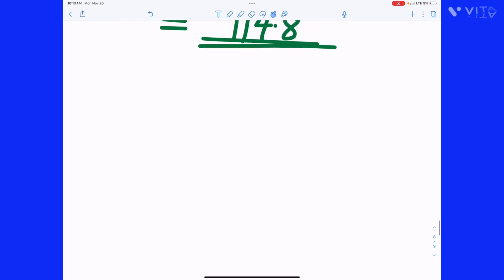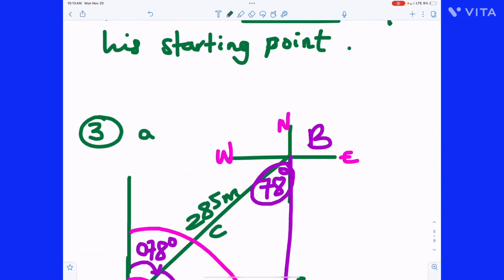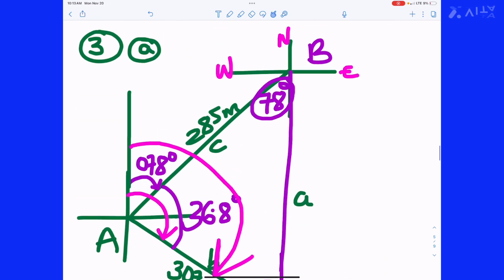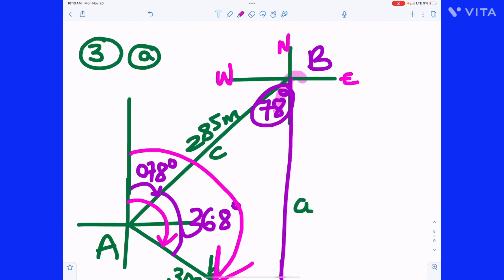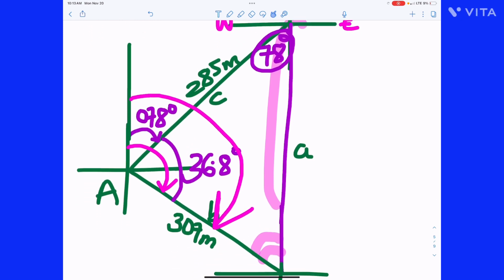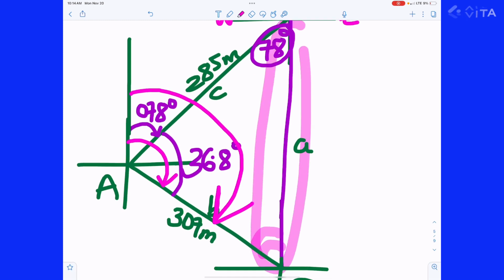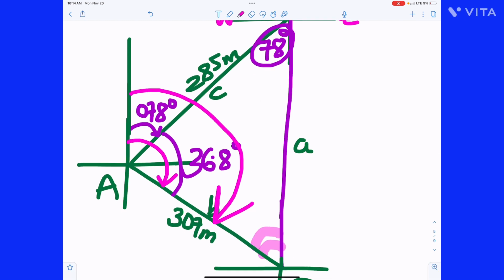Now, it also says we should find BC. Let's take that as question B and take this as question 3A. We are also asked to find this distance, BC, the distance of B to C. So how do we get that? That's represented by side A. So all we need to do is use the sine rule.